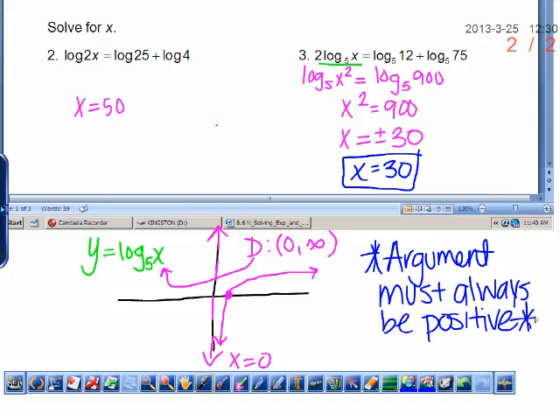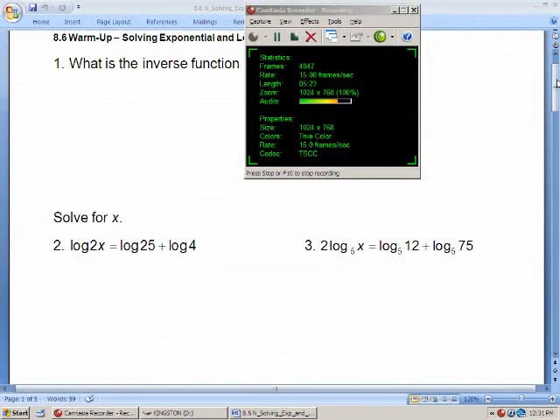Yes, sir. Are we going to use calculated range instead? All right.